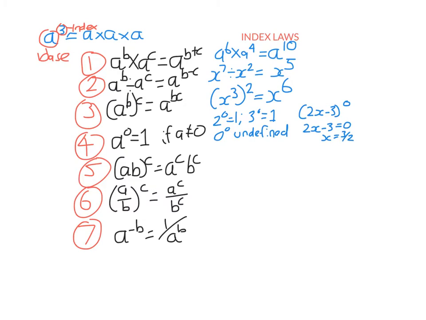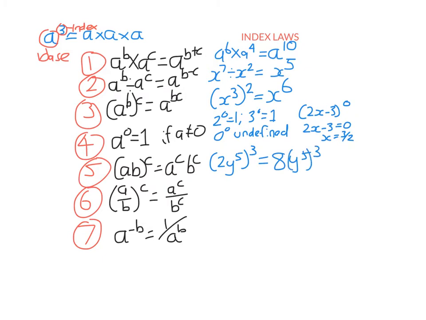For index law 5, it's saying that if you take a product and raise it to a power, that's the same as raising the first thing to the power and the second thing to the power. Sometimes you'll need to use more than one index law. So if I have something like 2y to the power of 5, all to the power of 3, I'm going to use this index law. I'm going to raise 2 to the power of 3, which is 8, and I'm going to raise y to the power of 5 to the power of 3.